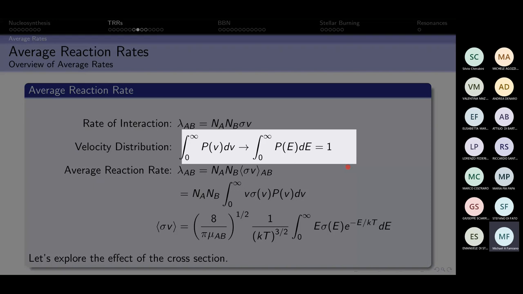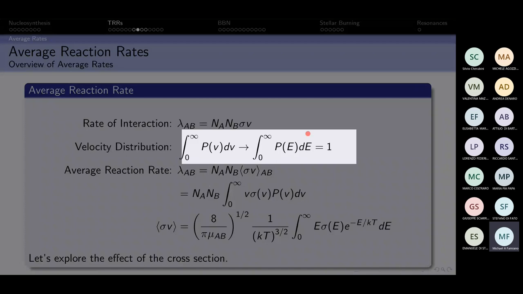The probability P is the probability that you are moving with some speed V, E is the probability that you're moving with some energy, because you can turn speed into energy. And of course, if you add them all up, which is what the integral means, you should get one, the probability that it's moving at any speed, including zero.